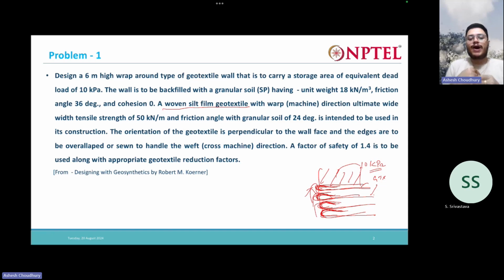Okay, so the wide width test ultimate tensile strength value of the geotextile is given, and the friction angle of that geotextile with the backfill soil, the interface friction angle between the soil and the geotextile, is given as 24 degrees. So all this information is actually given to you. Now let us see how we shall solve it.